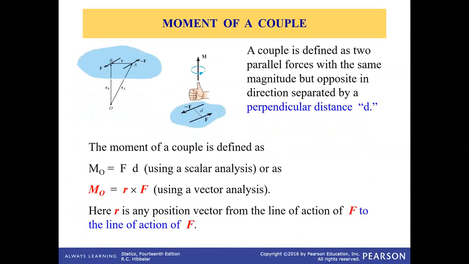The equation for the moment of a couple in two dimensions is F times D. That's the scalar analysis approach. And for vector, it's R cross F, where D is the distance between two parallel forces in two dimensions, and R is the position vector between the two forces in three dimensions.